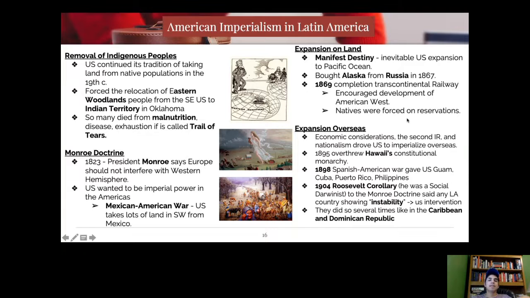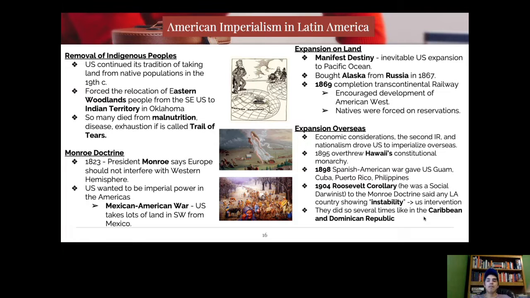Expansion on land. The United States has this idea, manifest destiny. I'm told that the teacher of the year, Miss Perez, did a really good job of teaching this. I'm not clear specifically, but it was this belief that the U.S. had destiny to expand from coast to coast, that they needed to expand to the Pacific. It's very colonial thinking.